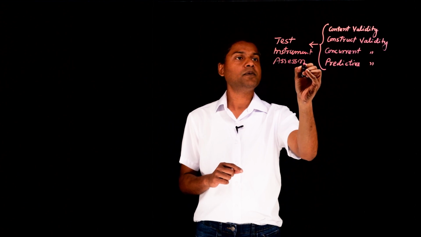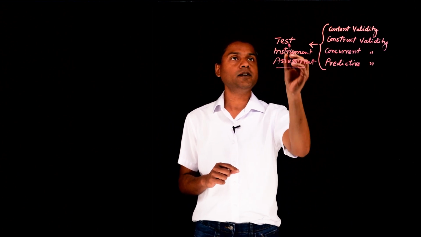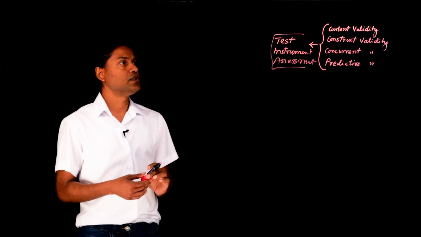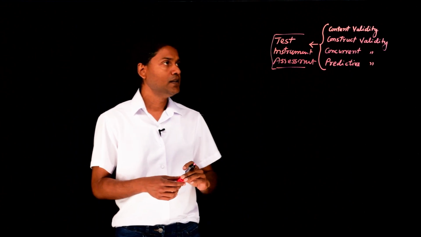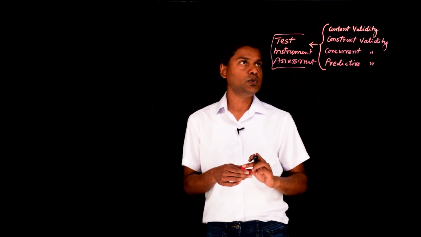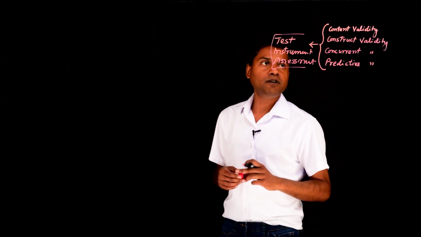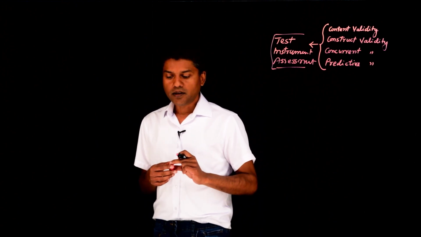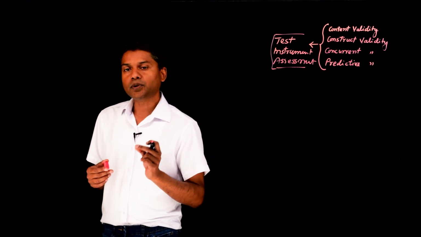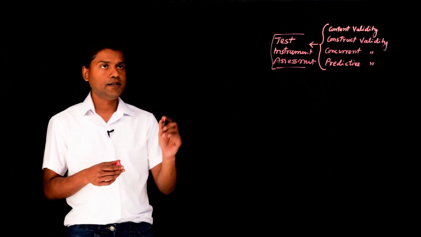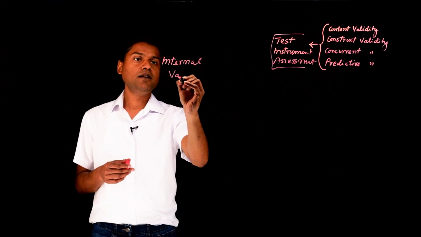So when we develop a social instrument or any kind of instrument to measure a construct, then we use these different types of validity to establish the effectiveness of the test. So we can use content validity, construct validity, concurrent validity, and predictive validity. Now we are going to talk about another kind of validity, which is called internal validity.